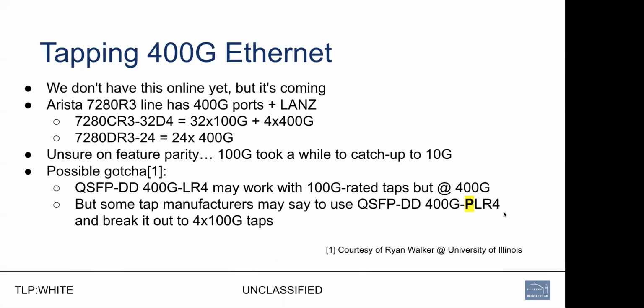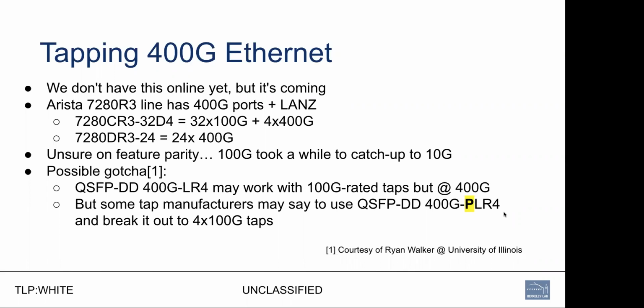So the CR3 has lots of 100 gig ports and a handful of 400 gig ports, and the DR3 just has a lot of 400 gig ports. We are planning to do lots of testing with those because we know when we went from 10 gig to 100 gig, there wasn't quite the same feature parity there, and it took a little while for it to catch up.